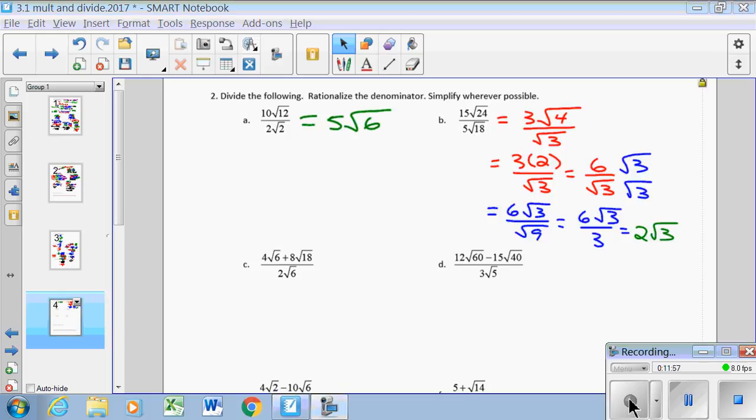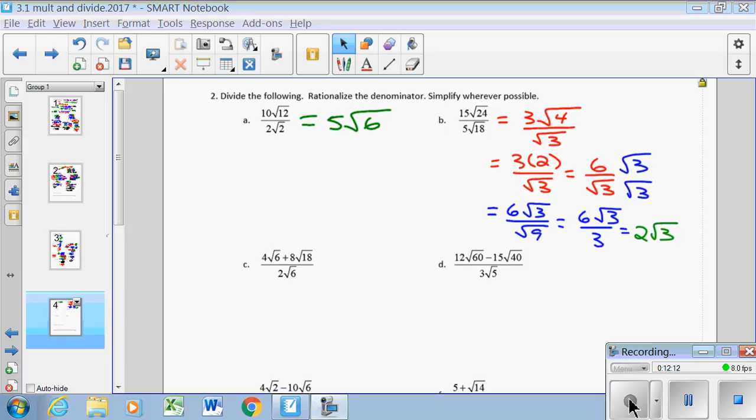All right, you've had a chance to hopefully look at A. 10 divided by 2 is 5, and 12 divided by 2 is 6. 5 root 6 is your final answer. There's no radicals in the denominator. It's simplified. Root 6 doesn't simplify.